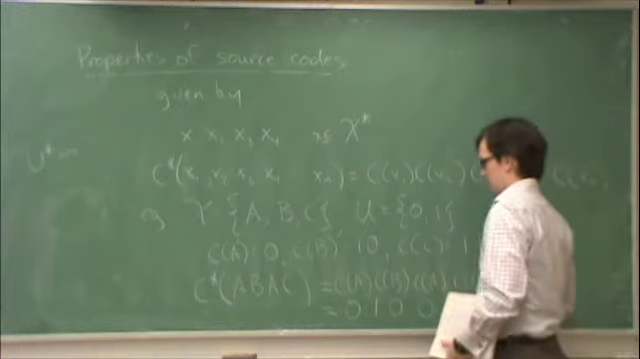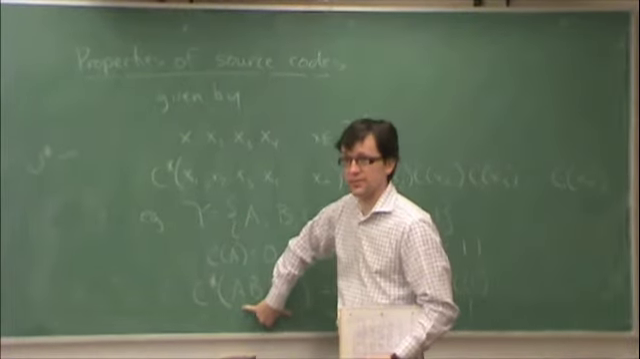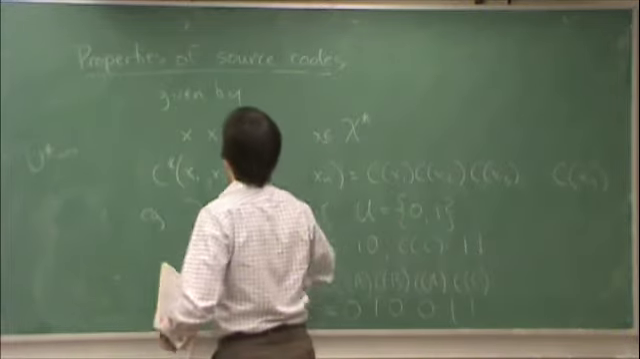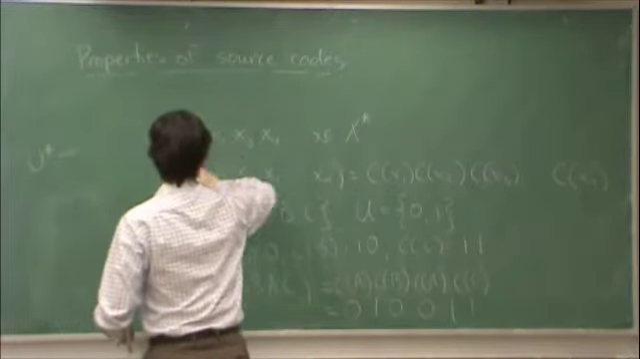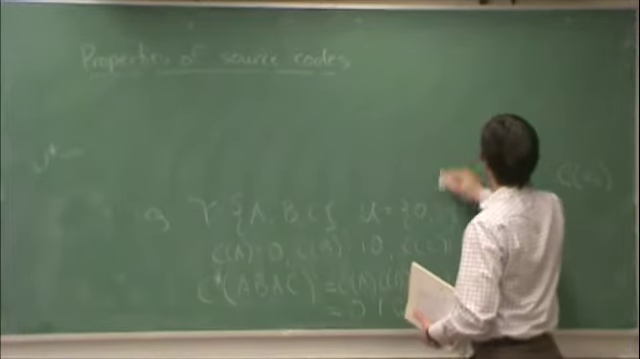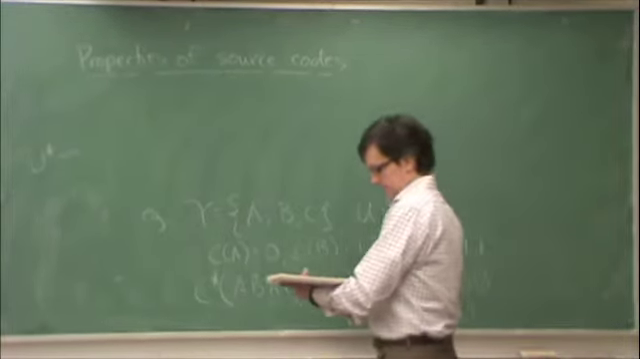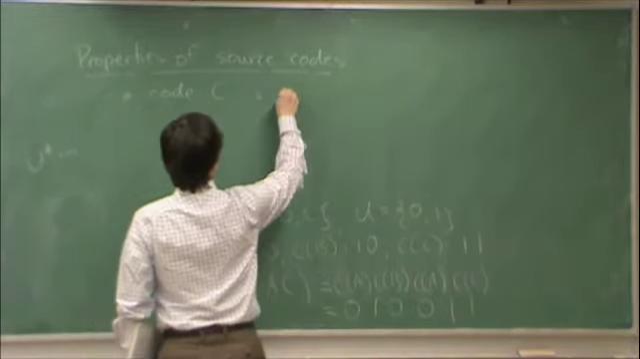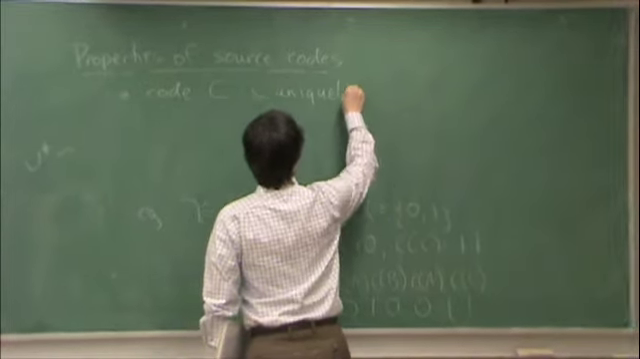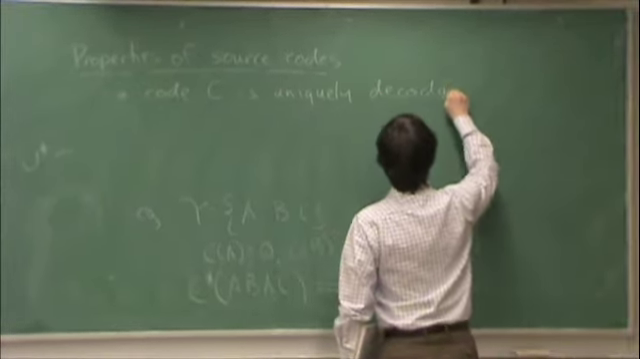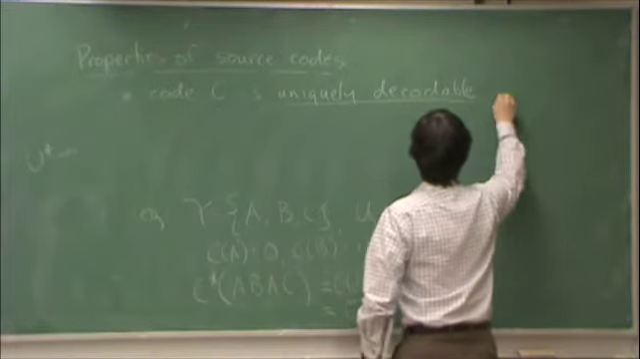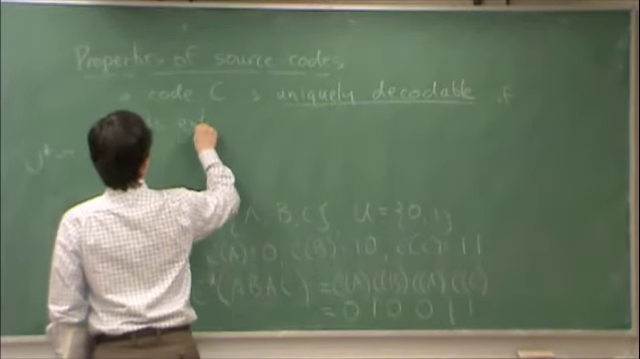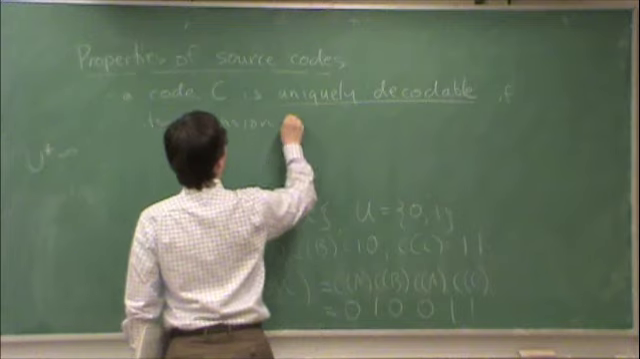Why are we talking about this? Because we need every unique sequence of these to map into a unique sequence here. We call that unique decodability. So a code C is uniquely decodable if its extension is non-singular.